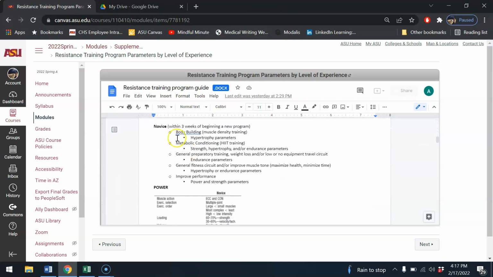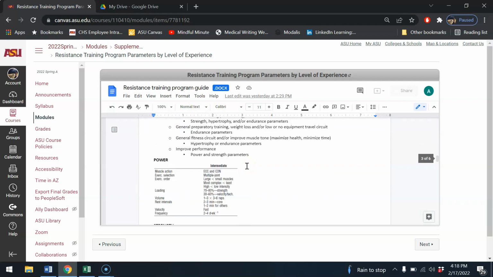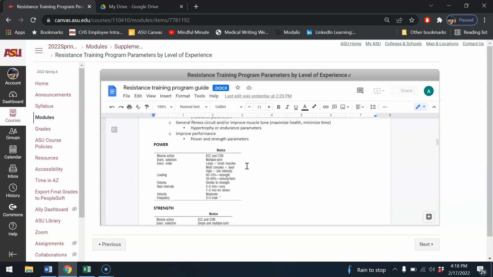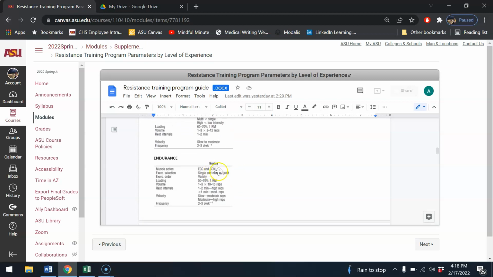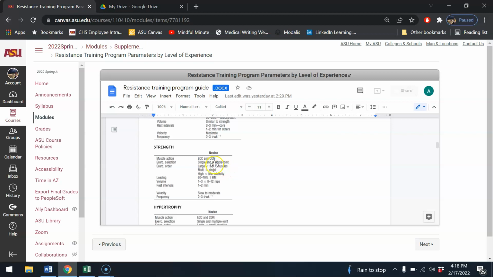What I want to point you to is that with a novice, there are specific intensities. This is already all thought out for you. All you need to do is decide, am I working power, strength, endurance, hypertrophy? And then you come over here and start making choices. Let's say I have decided that I'm going to take this client through a strength program. This tells me everything I need to know for a beginner. I'm going to prescribe 1 to 3 sets of 8 to 12 reps for somebody who's a novice. They're going to work out 2 to 3 days per week.